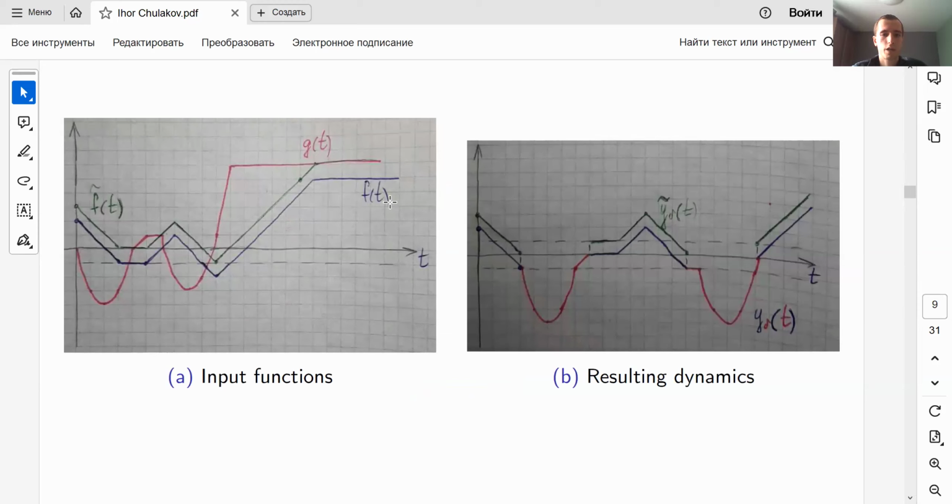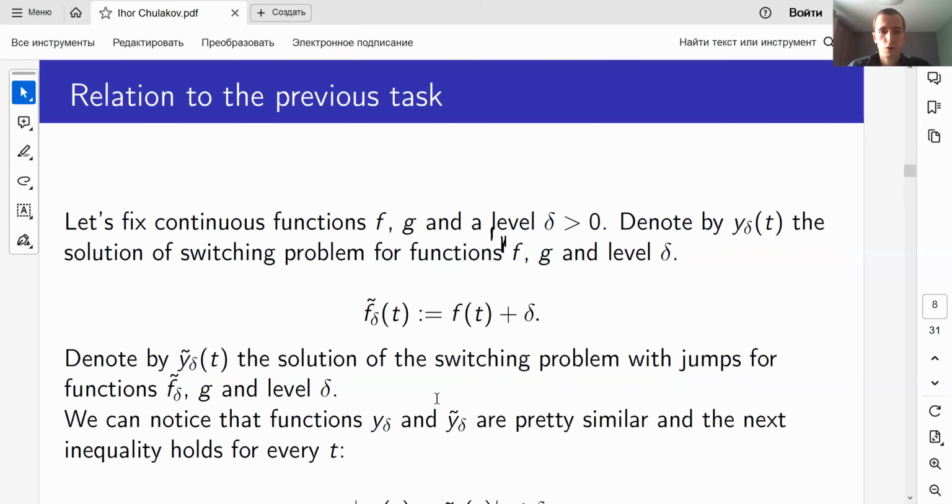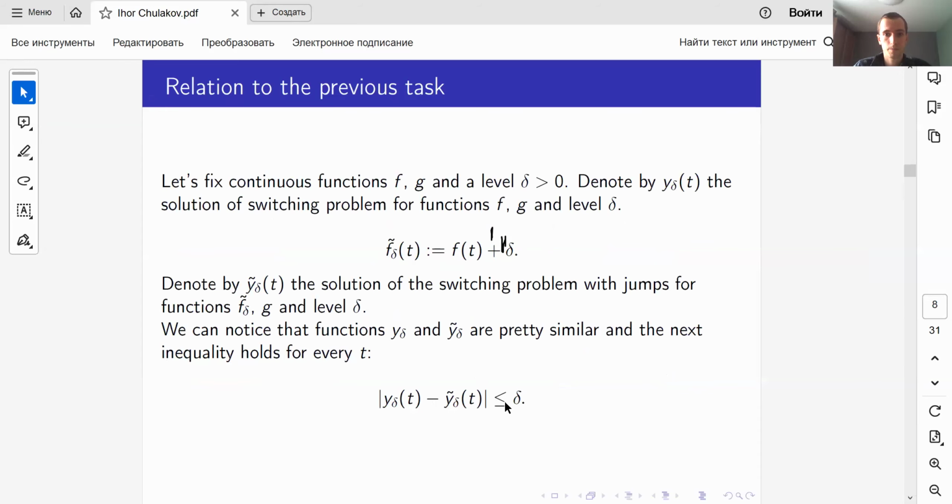On the left, again, our input functions f, g, but here we also have a new function represented in green, f tilde delta. Delta, as always in this presentation, is 1. So f tilde is f, but a little bit shifted up. On the right picture, in blue and red is the function y delta, the solution of our first problem, and in green and red the function y tilde delta, the solution of our second problem. We can see that in the red parts, when we use dynamics g, they are exactly the same. In those parts where it's not the red regime, they are close. The interval between them is exactly delta. So the inequality holds: y delta minus y tilde delta is less than delta.